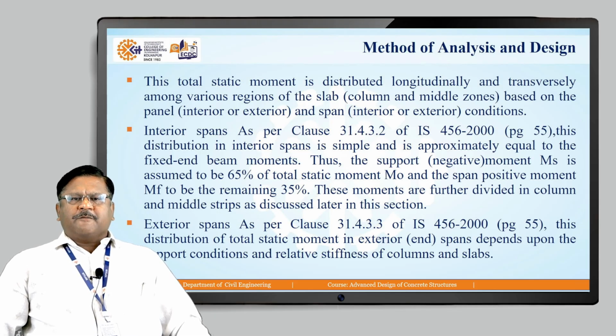Exterior panels, as per clause number 31.4.3.3, the distribution of total static moment in the external panels or external span depends upon the support conditions and relative stiffness of the column and slab. Now, how to calculate the support conditions and relative stiffness we will discuss when we discuss the design procedure of the external panel.